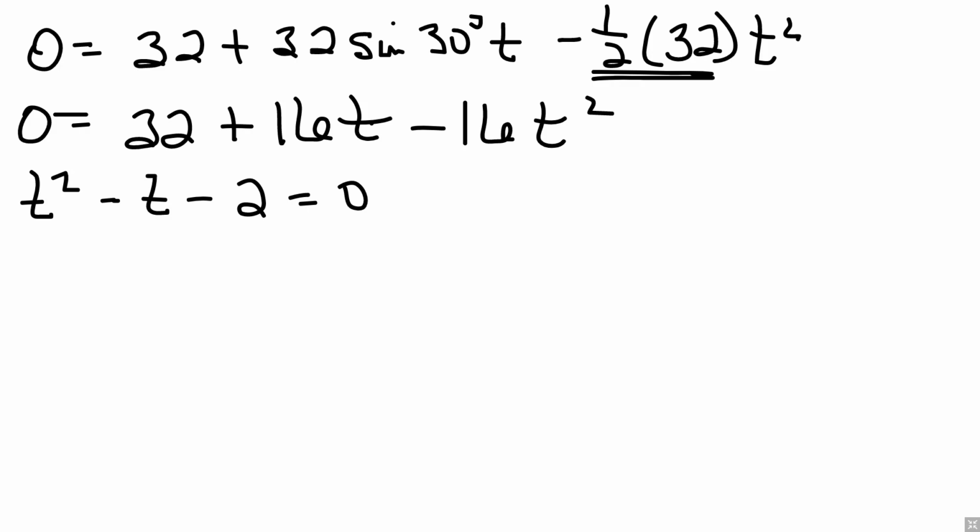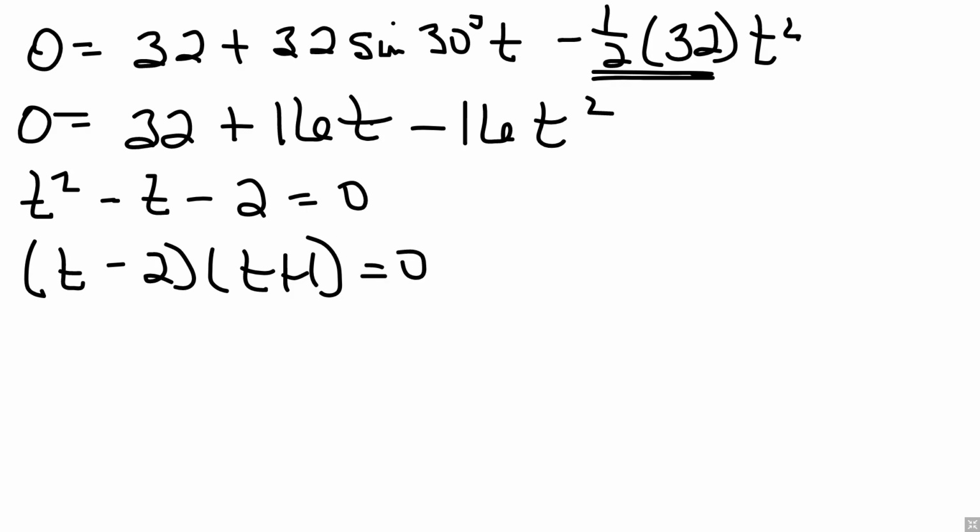Now, as I said, this factors nicely into t minus 2 times t plus 1 equal to 0. So we're going to get t is 2, and t is -1. Does both of those times make sense? No. Which one doesn't? -1. Right. So we need to get rid of that.